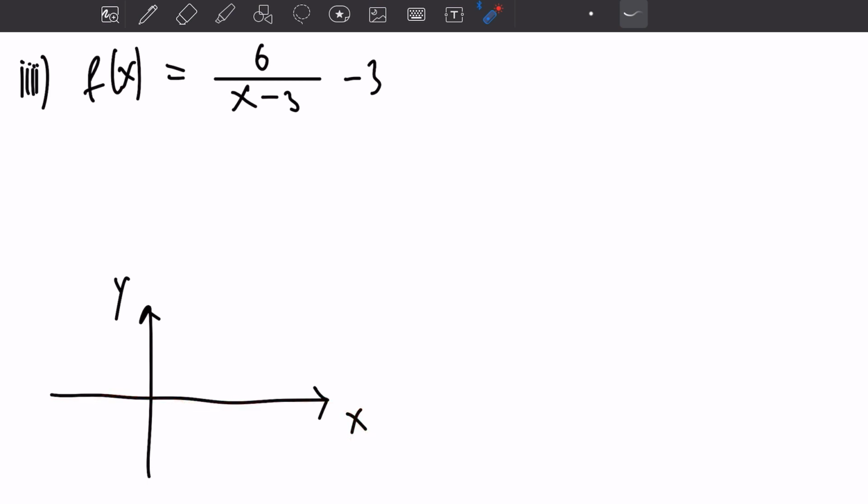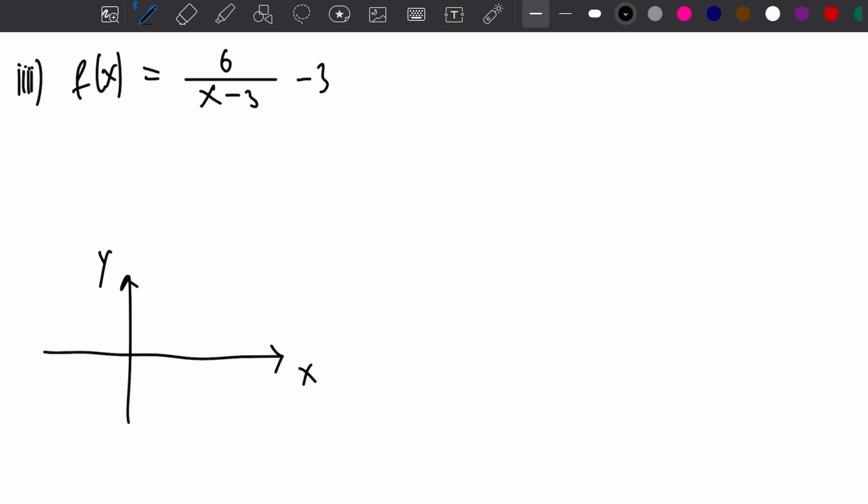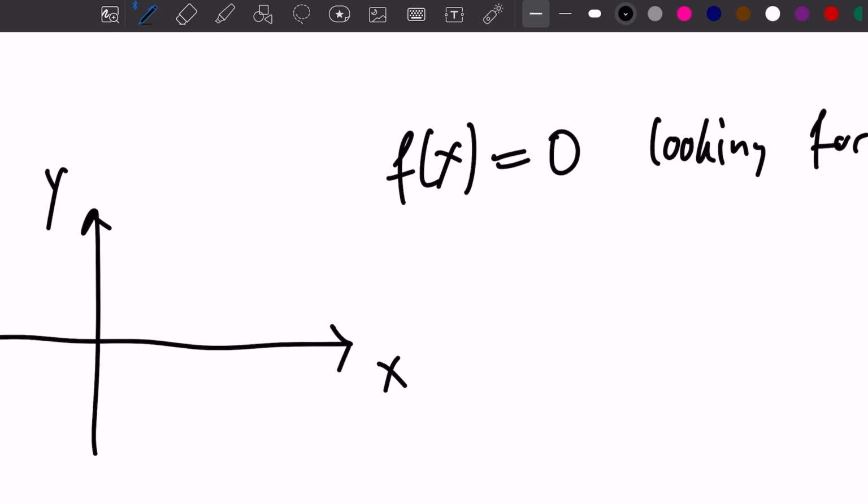So when a function is going through the x-axis, it means that the y value is 0, because when it goes through here or here, doesn't matter, the y-coordinate is 0. So in this case, we have to set the function to 0. So f of x must be equal to 0, and then we have to search for x. So we are looking for x, and this is then the x coordinate here, maybe, or here, or here.